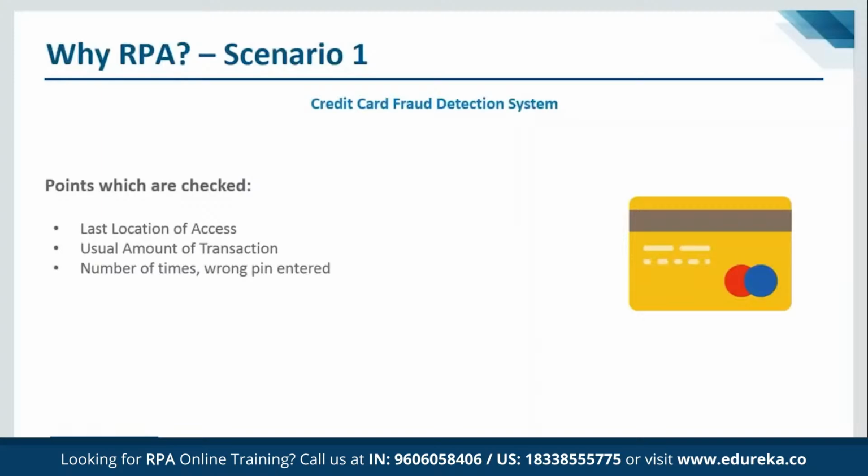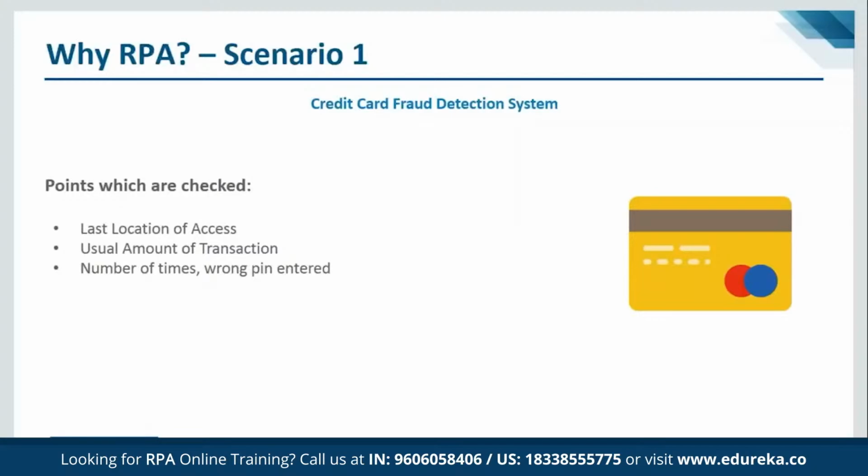Second, the usual amount of transaction: maybe in a month you transact around 20 to 30,000 in cash from your credit card, but suddenly you made a transaction of 500,000. That is a huge number, so that also becomes suspicious. The third rule could be the number of times you entered a wrong PIN. Someone may have got hold of a credit card and is trying to get money out of it, but he's not able to get your PIN right. So this could also be a suspicious transaction.